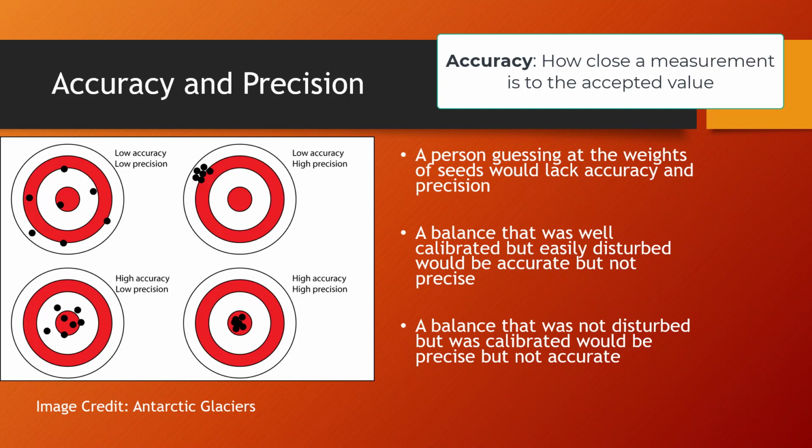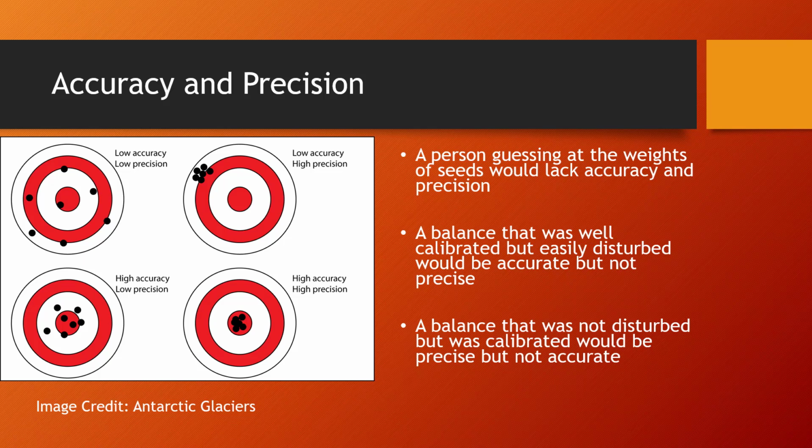So here's an example with low accuracy and low precision. Numbers are just all over the place. With high accuracy, the average is going to be the center of the bullseye, i.e. the value that we know it is. So if a scale was calibrated, it will be accurate. But if it's easily disturbed, you might actually end up getting different measurements around that central accurate value.